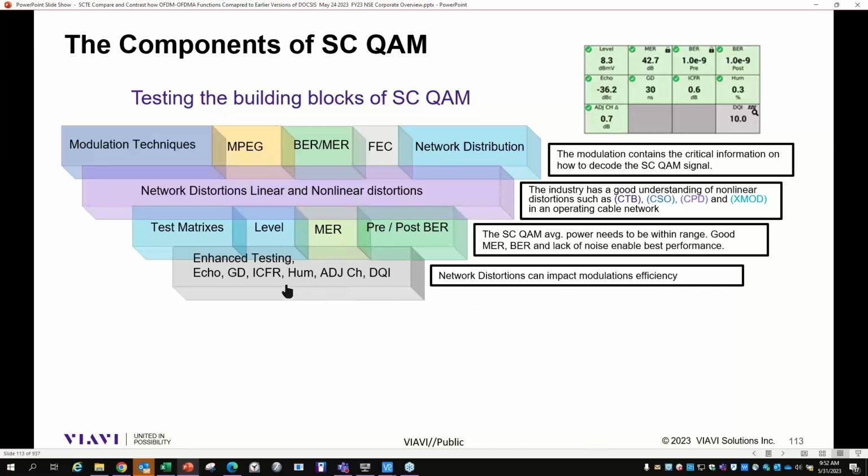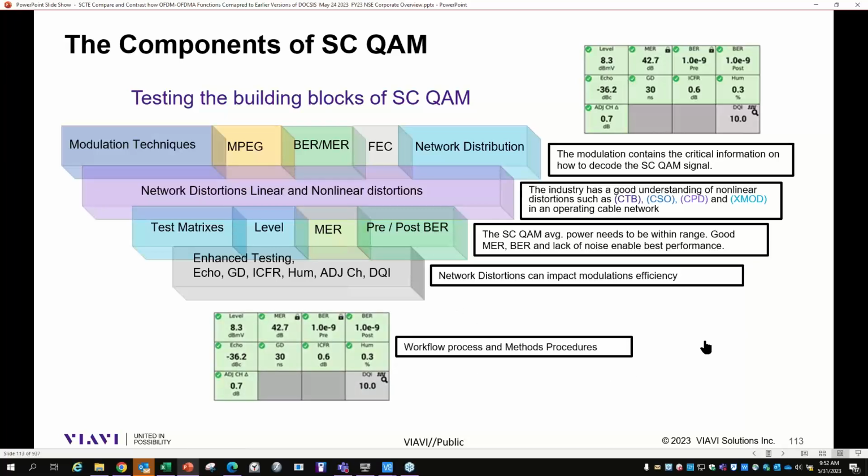So some of the more enhanced testing, such as echo, group delay, any variations, any adjacent channel power that can impact the upper or lower channel, for example, right? Which is completely different than that of an OFDM downstream carrier itself. So these are things that we've done for a long time.